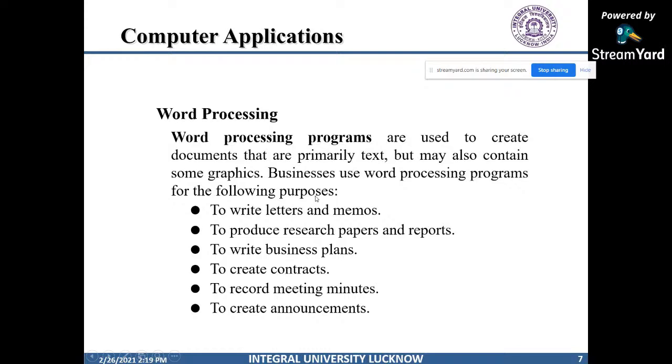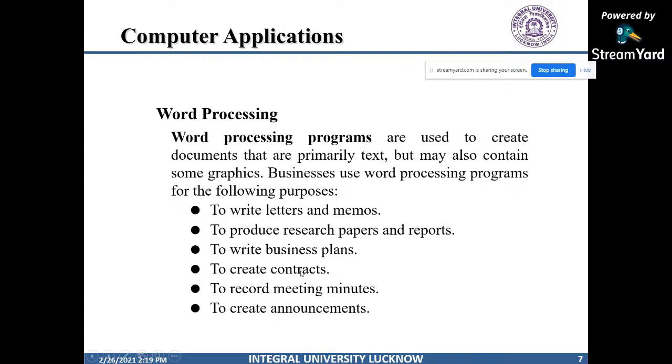The first one is word processing programs, which are used to create documents in textual form, which is basically text. To arrange that text we require word processing programs, and by using them we can do the following work. If we want to write a letter, we can write it in a word processing program. If we want to make research papers or reports, we can make them. Or if we are looking to make business plans, we can do that.